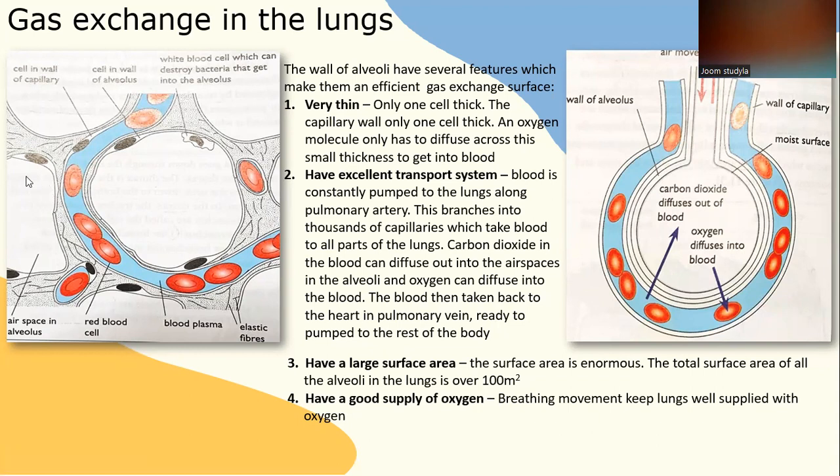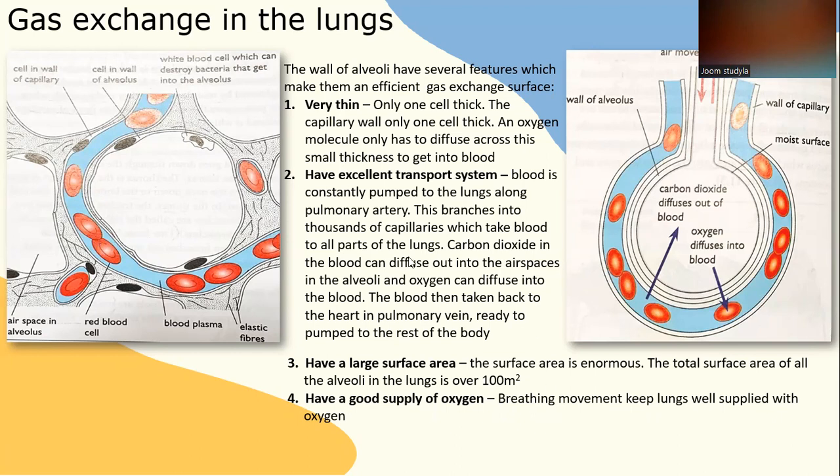Okay, if you see, this is the air space, surface area. They have a large surface area. The total surface area of all the alveoli in the lung is over 100 meters squared. So they have a good supply of oxygen. Breathing movement keeps lungs well supplied with oxygen.